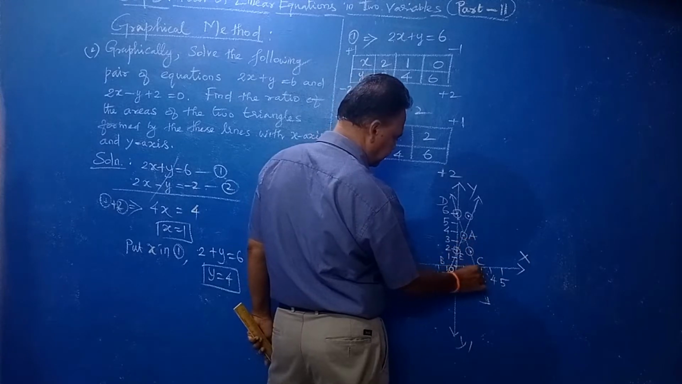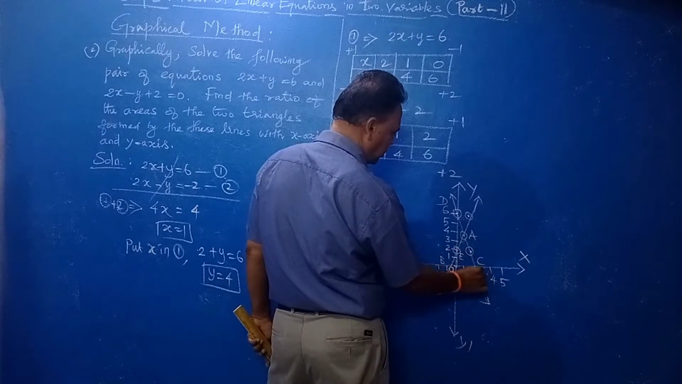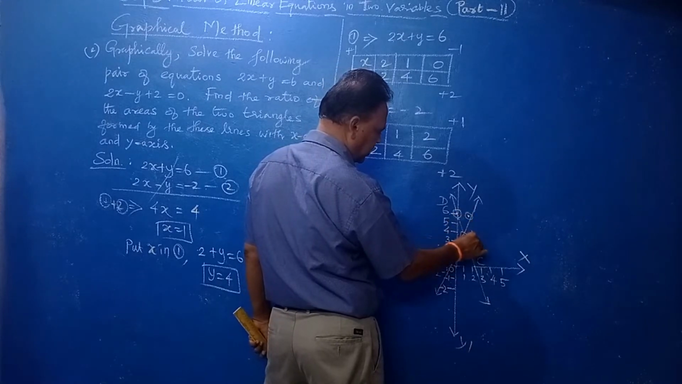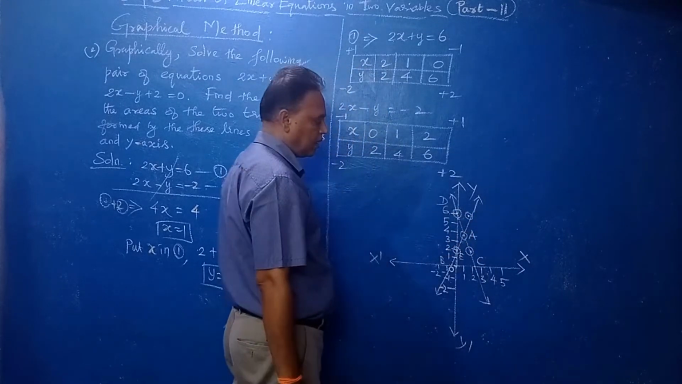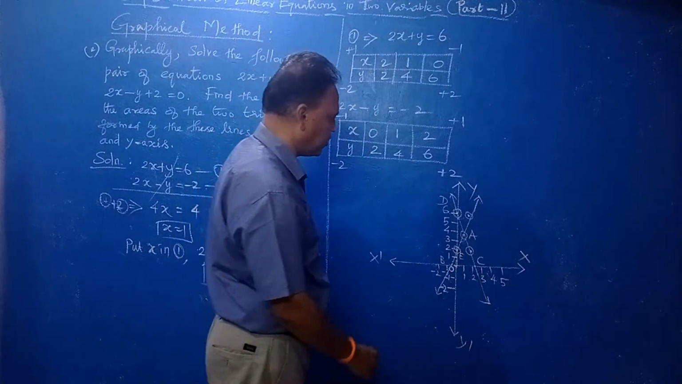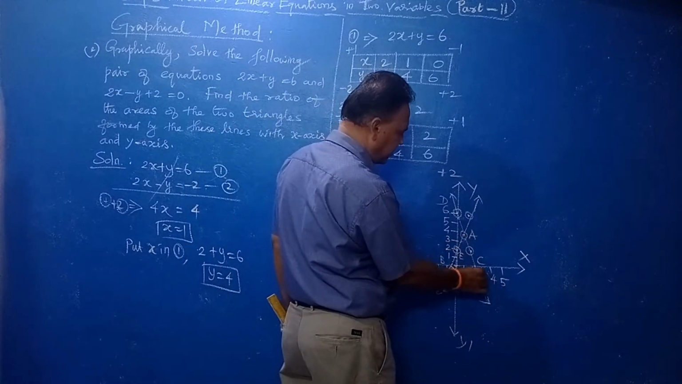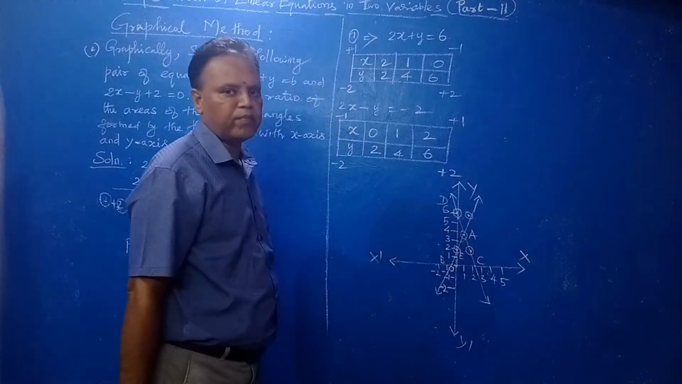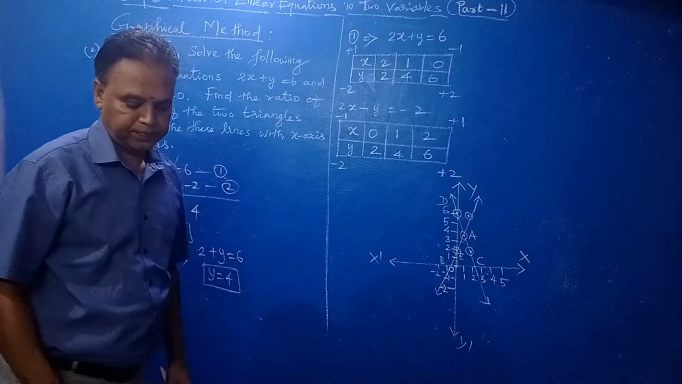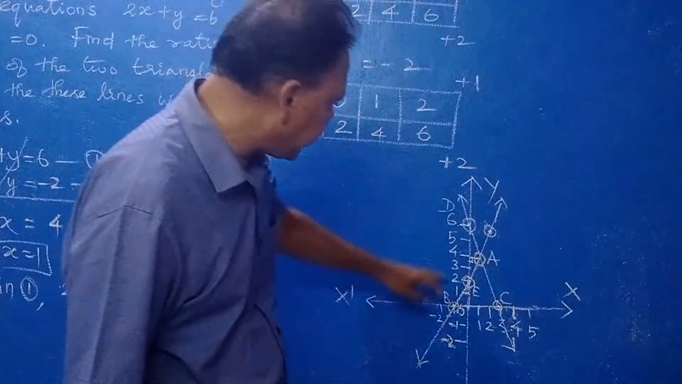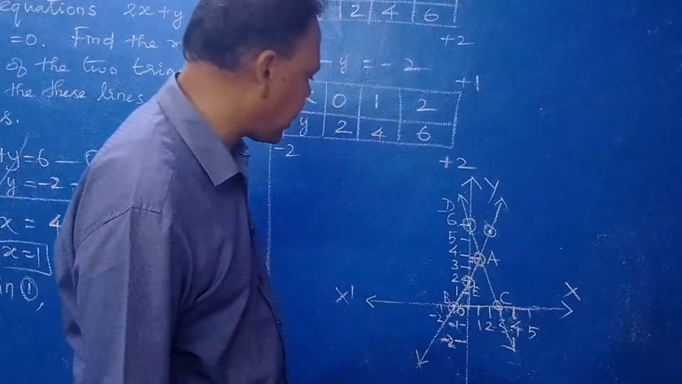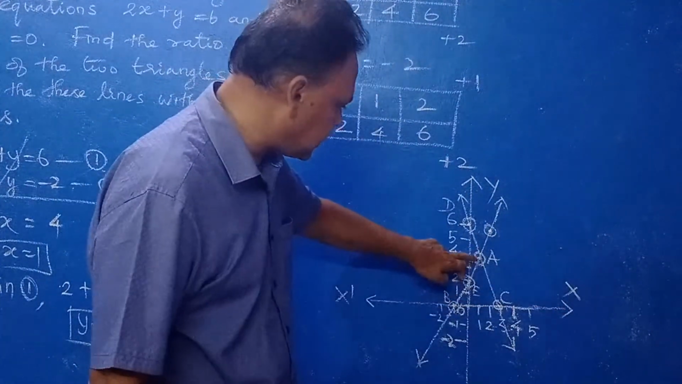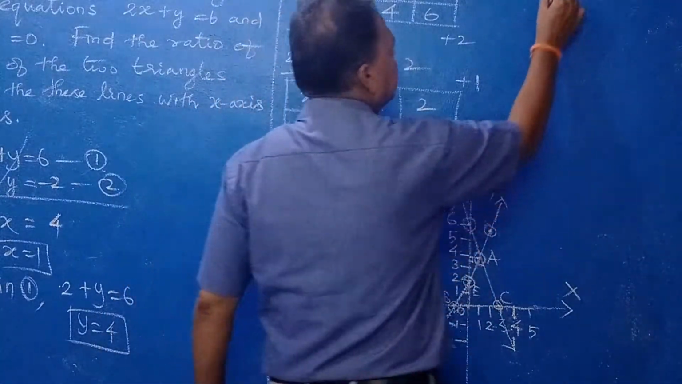Area of this triangle, you first find out. Then area of this triangle, you have to find out. Right? So, 2 triangles you are getting: area of triangle ABC and area of triangle ADE. Both you have to find out. Okay. First you take triangle ABC. You see triangle ABC, these 2 lines and the x-axis, that is triangle ABC.